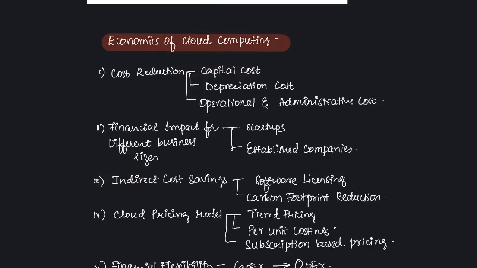Next we have the indirect cost cuttings. First one is software licensing. If you are using the traditional method, you have to purchase the software and pay a hefty amount. But if you're using cloud computing, you can go with subscription based models where I can pay only for what I need rather than the entire license. Then we have carbon footprint reduction. I can help to reduce a company's carbon footprint by not using the IT infrastructure, but coming up with cloud infrastructure. Thereby I'm lowering the carbon footprint.